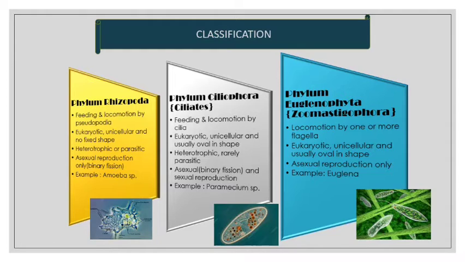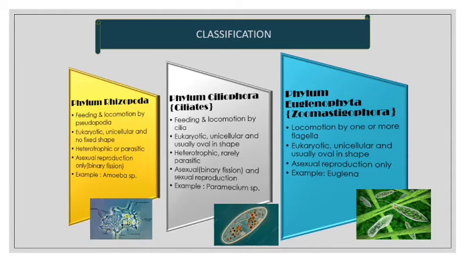For the phylum Rhizopoda, first, feeding and locomotion is by pseudopodia. Second, it is eukaryotic, unicellular, and has no fixed shape. Third, it is also heterotrophic or parasitic. And fourth, its reproduction is only by binary fission. For example, I will give you Amoeba sp.